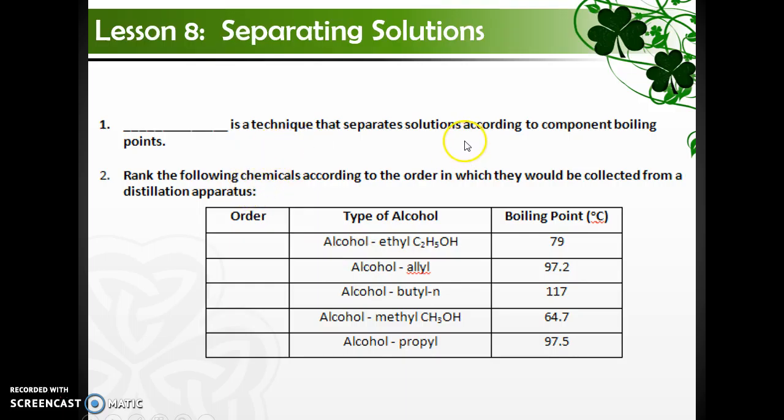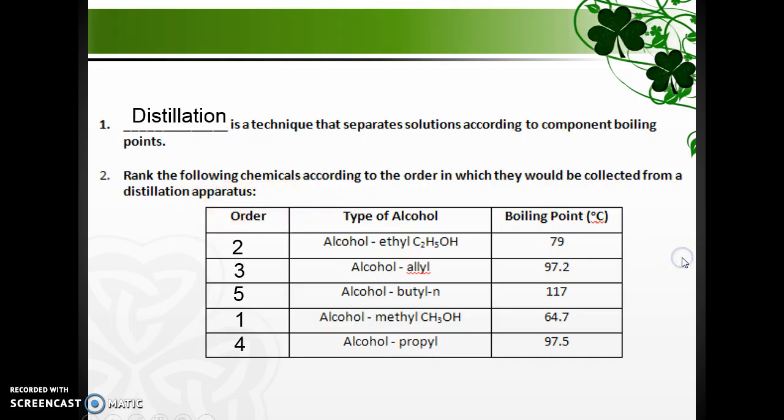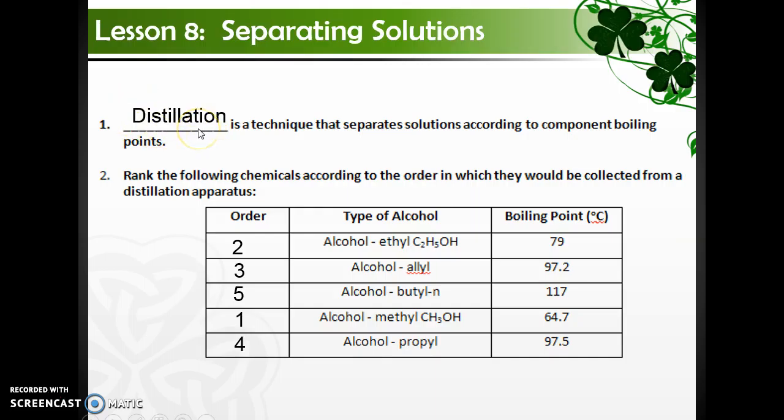Alright, what's the technique that separates solutions according to component boiling points? And then rank the following chemicals according to the order in which they would be collected from a distillation apparatus. So distillation is the name of the technique, and remember that it separates out the chemicals in order of boiling points. So the lowest boiling point of 64.7 would boil first, then the next lowest, then the 97.2, then the 97.5, and finally the 117.